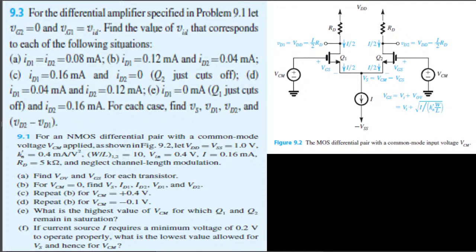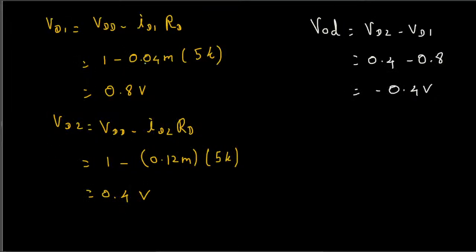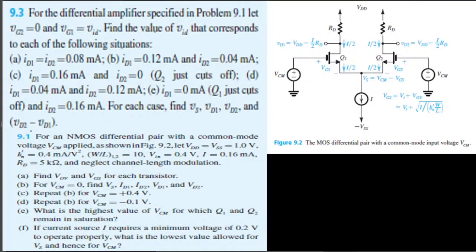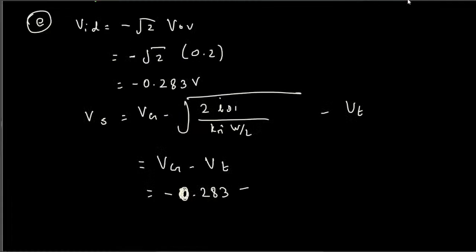Whatever the gate voltage we have is equivalent to the input differential voltage, and the input differential voltage we found out to be negative 0.283, and that's going to be the gate voltage. So substitute that one here, negative 0.283 voltage, and minus V threshold. We are looking at the parameter in the 9.1 question. The parameter for V threshold provided right here is 0.4 voltage. Substitute that one here. So this becomes negative 0.683 voltage. Okay, that is our Vs.